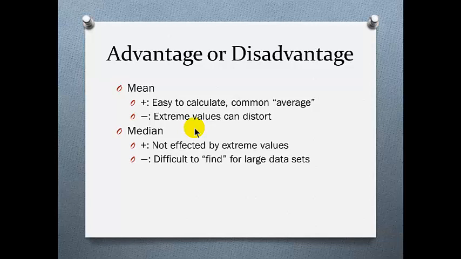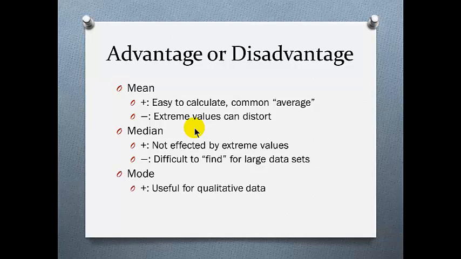The disadvantage is it's difficult to find for large data sets. It can take a lot of time to put data in order. It can take a lot of time to make sure you're in the direct middle. It's just not a very convenient middle value. So what about the mode?